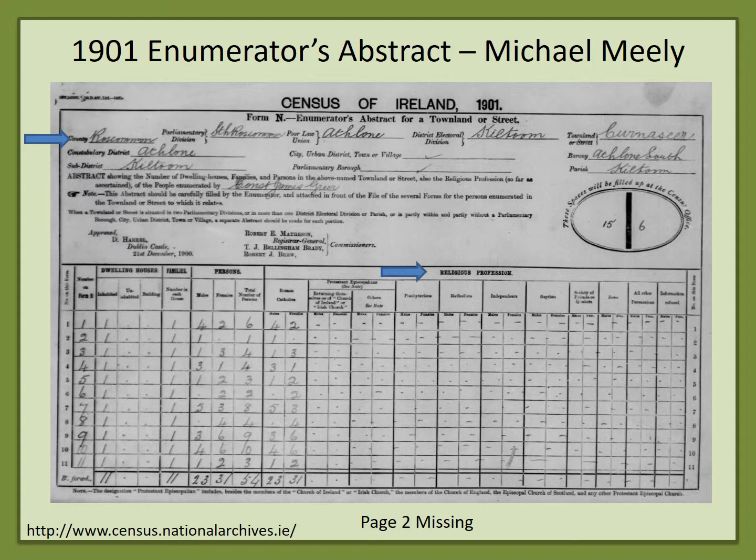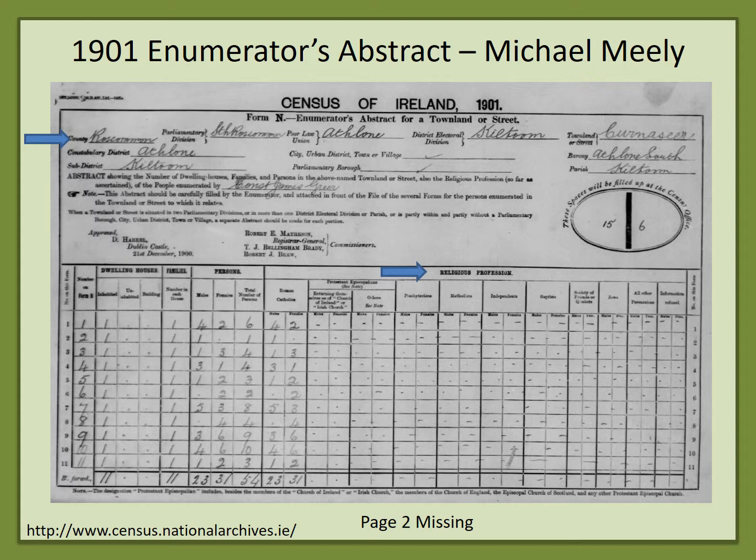Unfortunately, the second page of the enumerator's abstract showing the Michael Meely household was missing from the collection. But if it had been available, line 12 would have shown that one inhabited dwelling house contained one family consisting of 3 males and 4 females, all of whom were Roman Catholic.